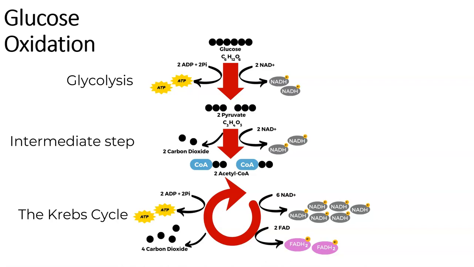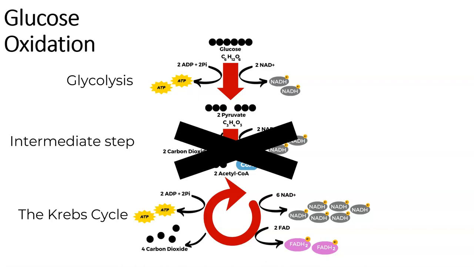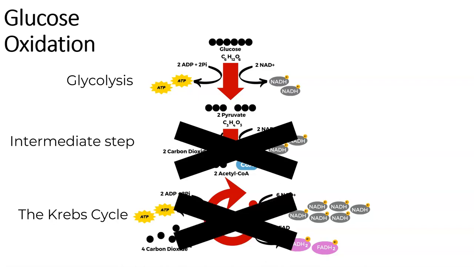So glucose, remember, glucose oxidation goes all the way through glycolysis, the intermediate step, and the Krebs cycle. But in fermentation, we don't use the intermediate step and we don't use the Krebs cycle. This is because these stages produce lots of electrons that have to be carried away by NADH and FADH2. Fermentations can regenerate NAD, but they're not very efficient and produce a lot of cellular waste products. Because of this, cells using fermentation stop glucose oxidation after glycolysis.